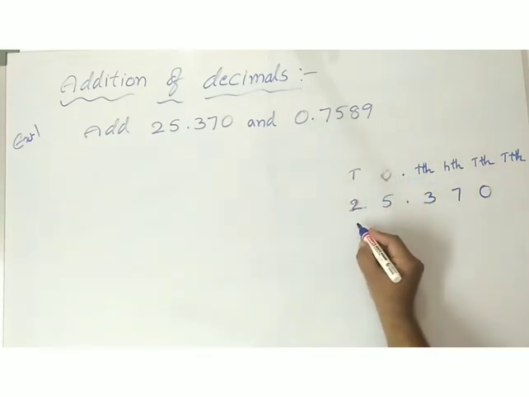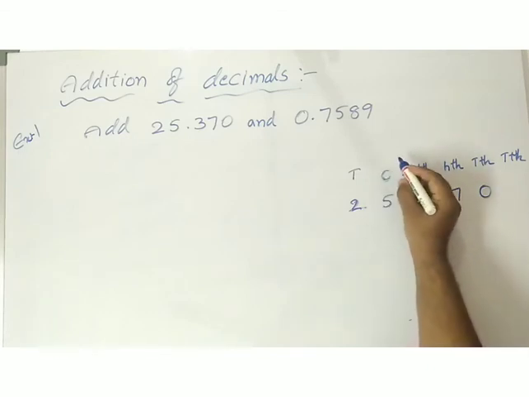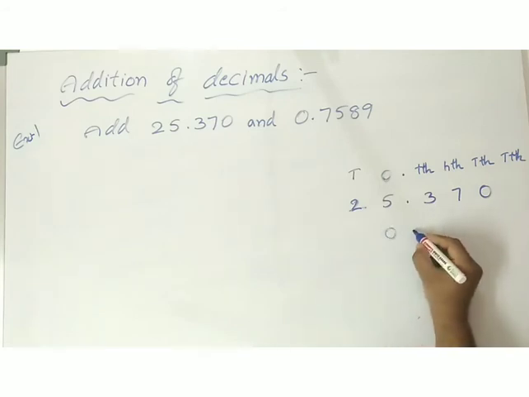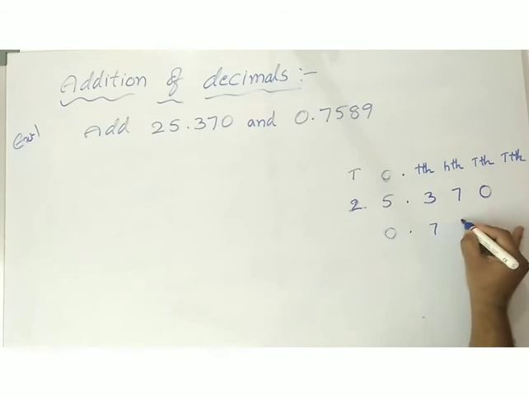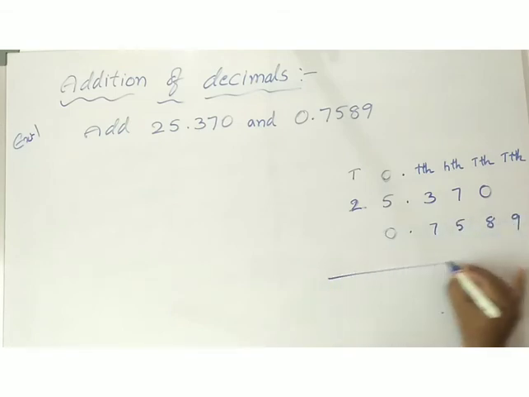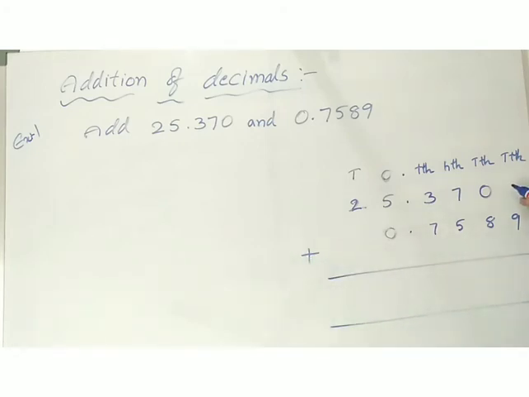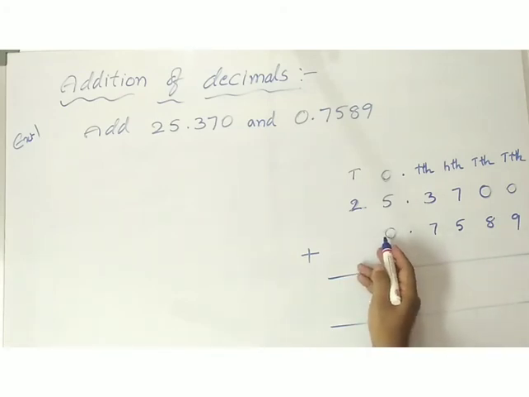And the next one is 0 point. 0 point means 0, and 0 is in the units place. So we should write 0 point here, then 7, 5, 8, 9. Then we go for the addition symbol, plus. See here some digits are missing, which means no number is there. Can I keep a 0 here? If I keep the 0, there is no problem. And before here also I can keep the 0.